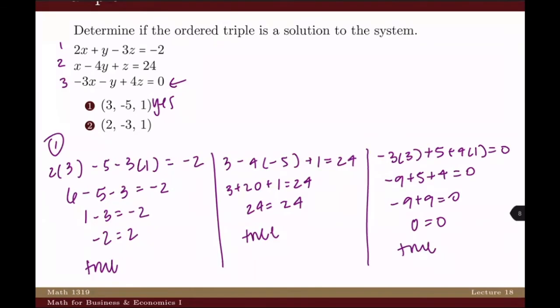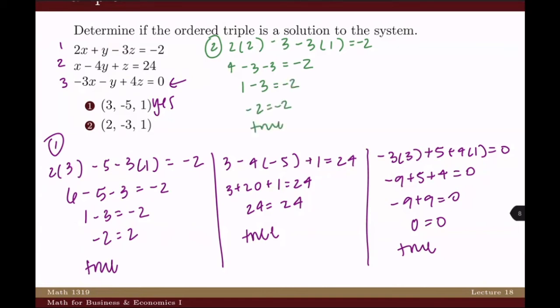All right, now we have to start working on the second one. So again, starting with the first equation, we'll have 2 times 2 minus 3 times 1 equals negative 2, which is 4 minus 3 equals negative 2. 4 minus 3 is 1. So we get negative 2 equals negative 2, so we're true on the first one. So far so good.